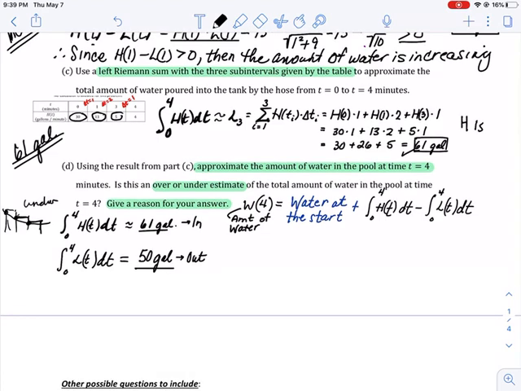So if we're doing a Riemann sum and it's a left Riemann sum, look over here where I have h of t as the curve that I'm kind of mocking. As it's decreasing, we do a left, we have an overestimate. Okay, so we have an overestimate for, oh, I'm sorry.